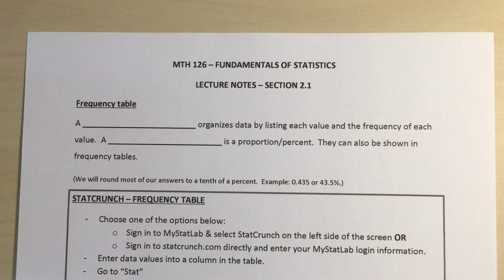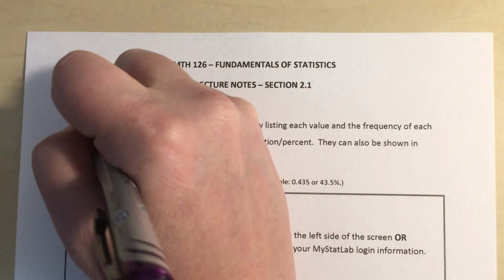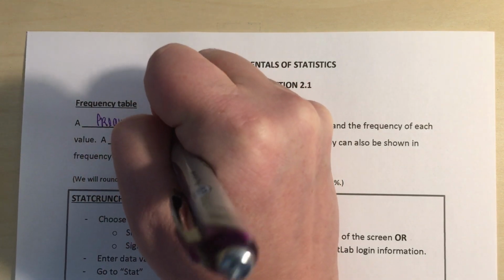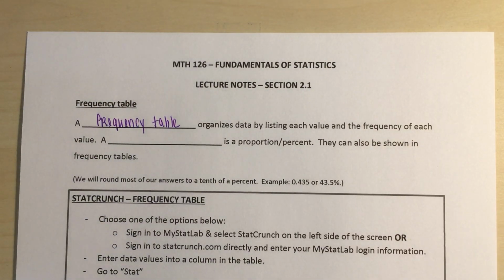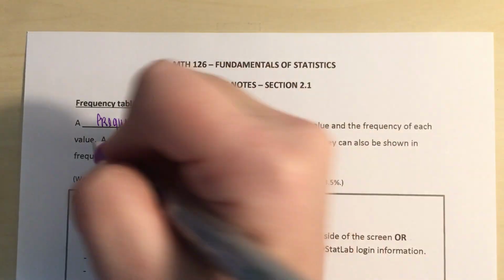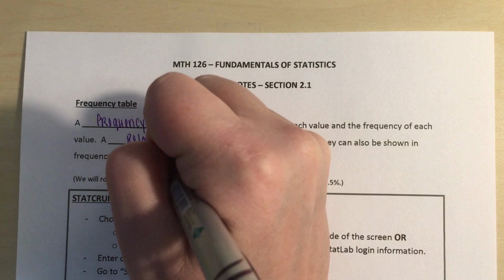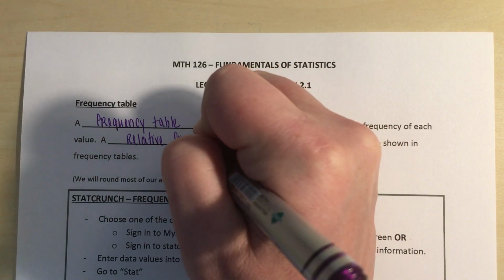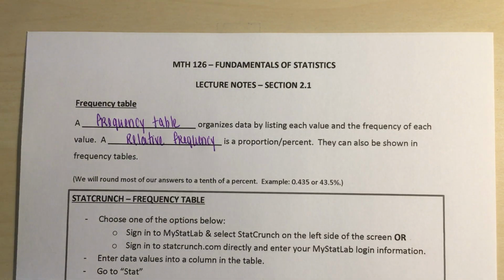So we're going to continue on in section 2.1 first by talking about frequency tables. A frequency table organizes data by listing each value and the frequency of each value. A relative frequency is a proportion or a percent. We call it a relative frequency, and we're thinking about it more as a proportion because we're not actually going to change this into a percent number. We're going to leave it as a decimal number as we're working through a lot of these. Both our frequencies and relative frequencies can be shown in frequency tables.